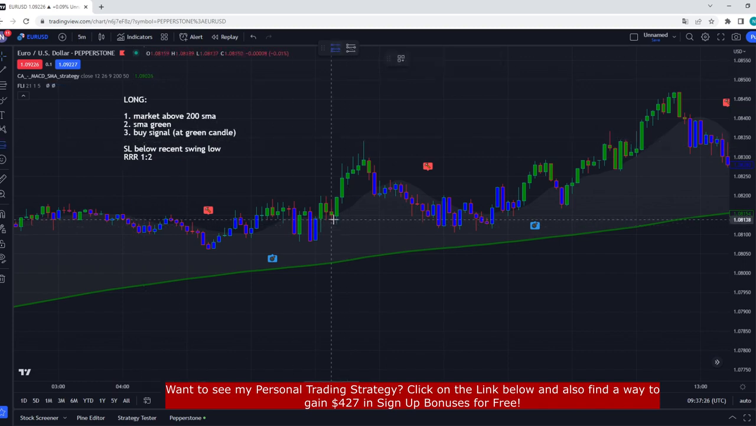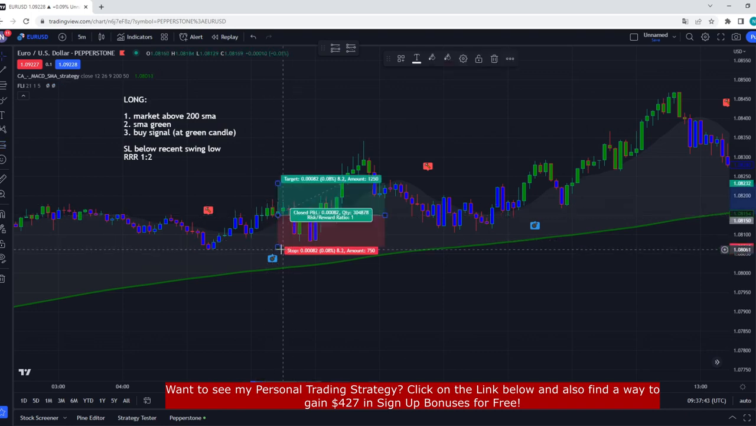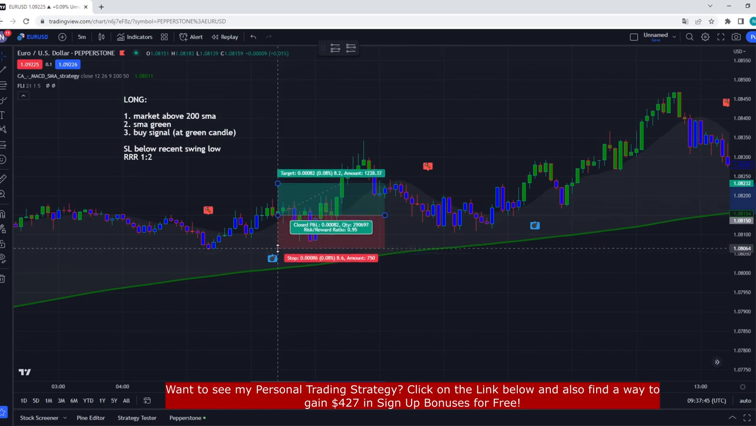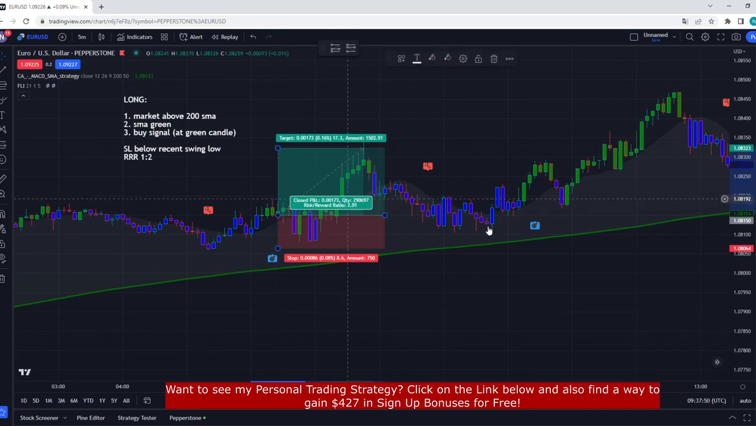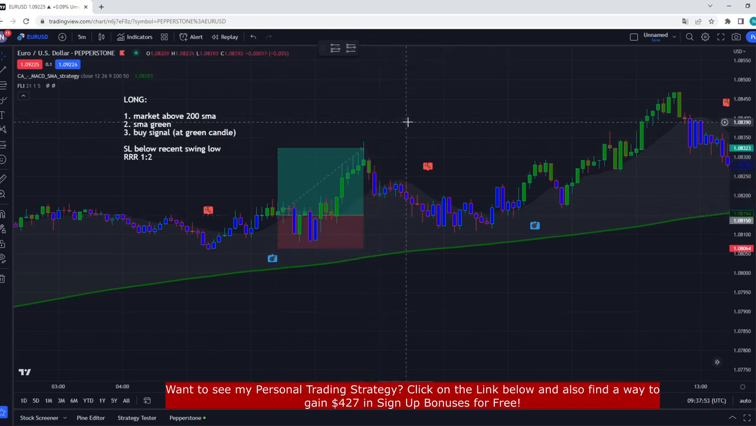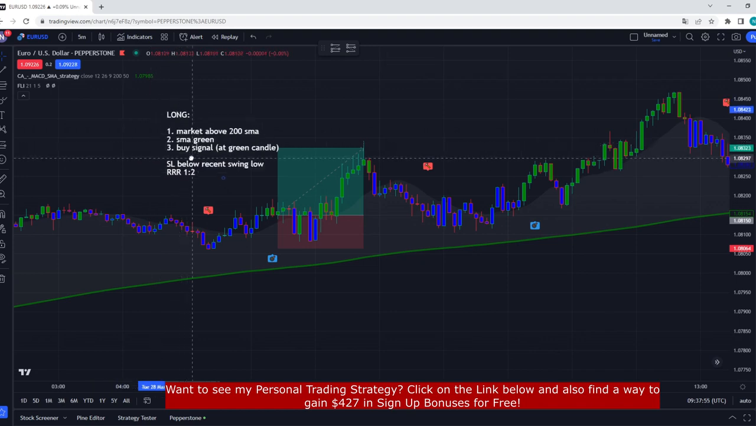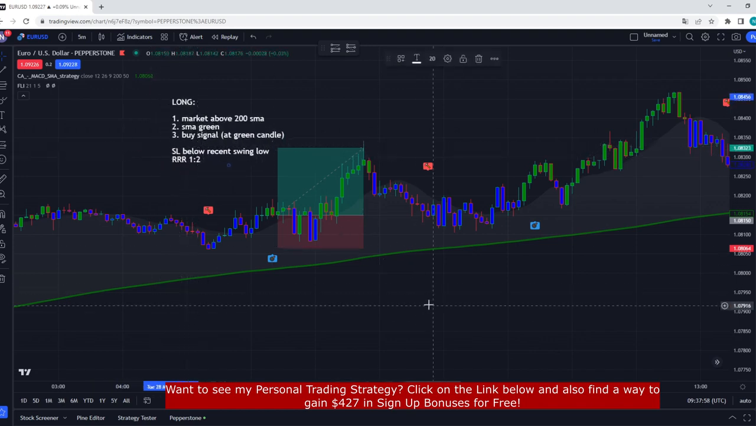And as you can see, we have a very good example here. Our market is above the 200 SMA. Our SMA is green as well. We have a long signal and we have a green candle. So if this candle is closing, we can enter our trade. We go at the recent swing low, set our risk-reward ratio to 2, and as you can see here, we hit our target. So these are the pretty simple rules for a long trade.